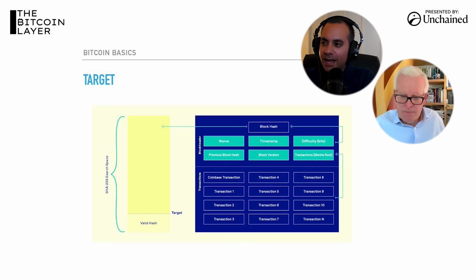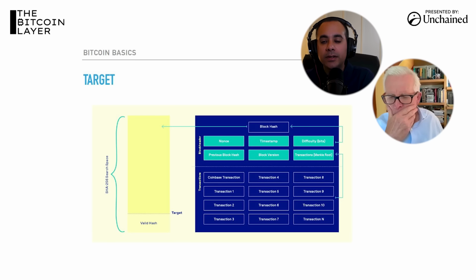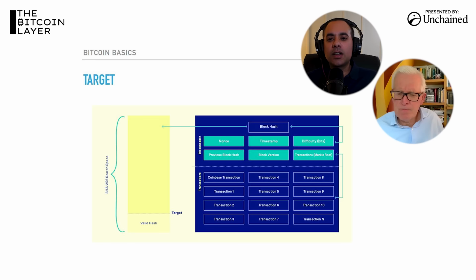Okay, so now, how does a miner win? That's the key I want to get to. How does a miner win the reward? Okay, so I'm going to show you here. Now, the key concept to understand is a word called the target. So you have the background in a hashing algorithm.